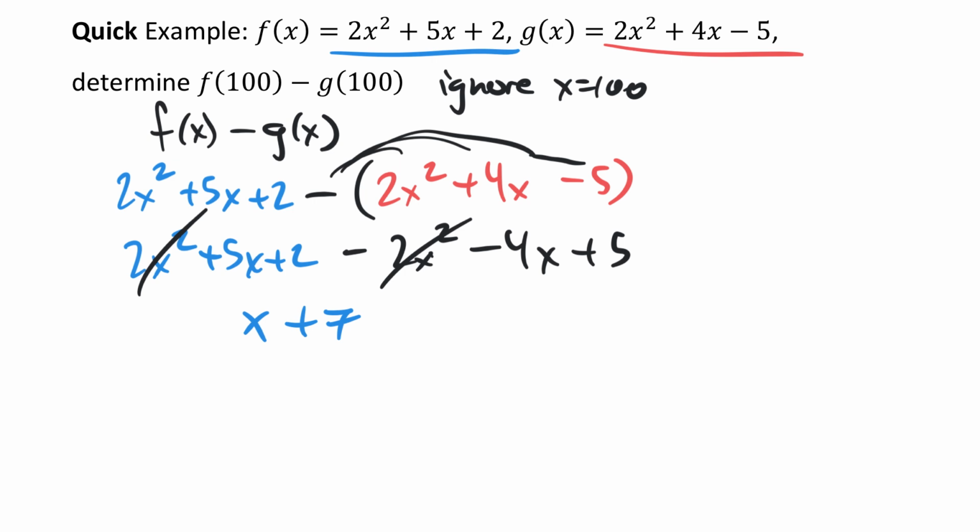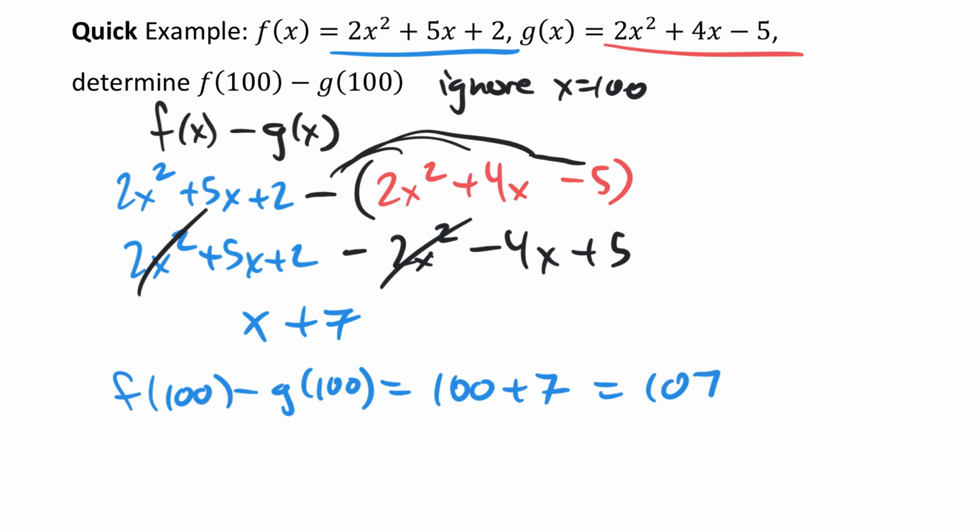Okay, well, this is our general formula for f of x minus g of x. So f of 100 minus g of 100 should just be 100 plus 7, which is 107. Again, we're able to do algebra first, so then when we go to plug in our x value, it's not so bad. Now, I will tell you ahead of time that it doesn't always simplify to such a nice formula. Sometimes it's a little bit more complicated, but the basic idea still holds.